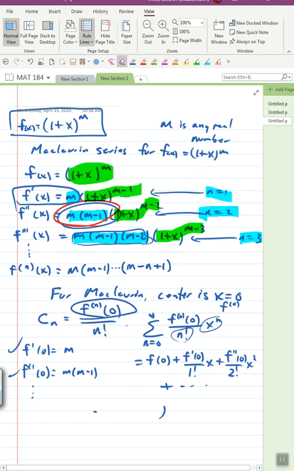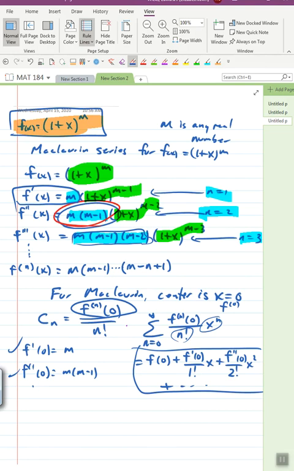Okay, putting all that together, what is the Maclaurin series for 1 plus x to the m? Well, it's this guy right here, where f of 0 is what? It'd be 1 to the 0, if I just plug 0 into that, which is 1. Okay, what's f prime of 0? We said that was m.